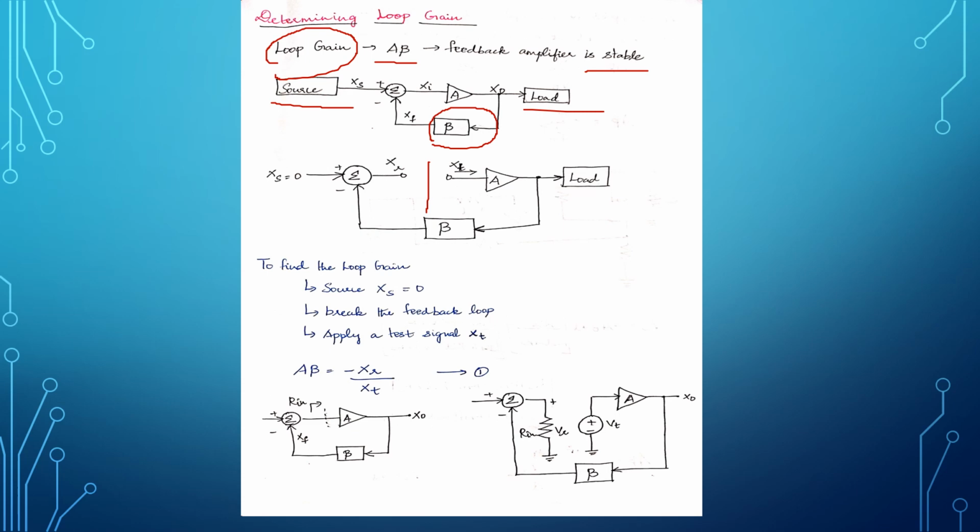So to find out the loop gain, what we are going to consider is that source, here is the source. We are going to consider this to be 0 and break the feedback loop. We have already broken it. You can see in this figure. And we are going to apply a test signal called xt. So we have broken this input signal and we are going to apply a test signal called xt. So A beta is given as minus xr by xt. So this is going to be our first equation.